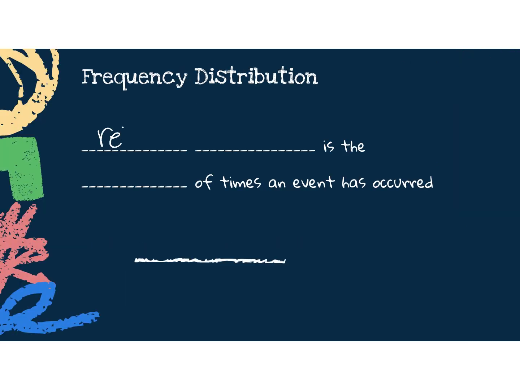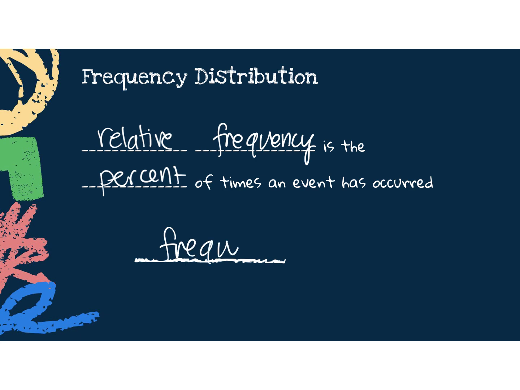Also, we're going to talk about relative frequency. And this is the percent of times an event has occurred. So our formula is the frequency divided by that sample size. And the sample size is the whole total number of things that you have counted in your different categories.